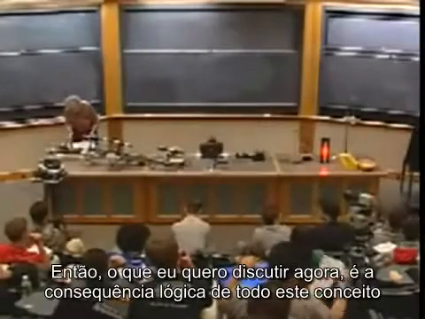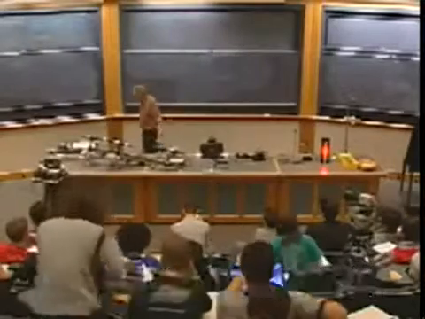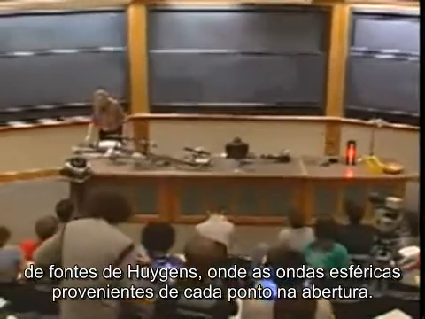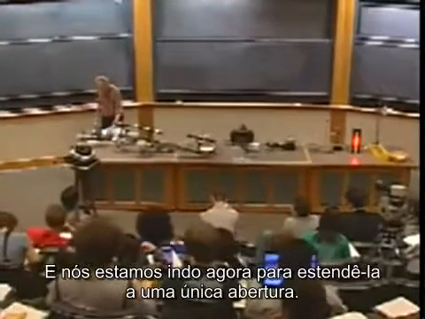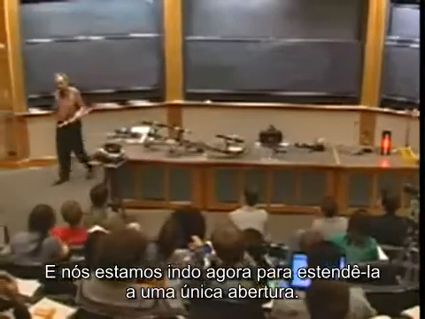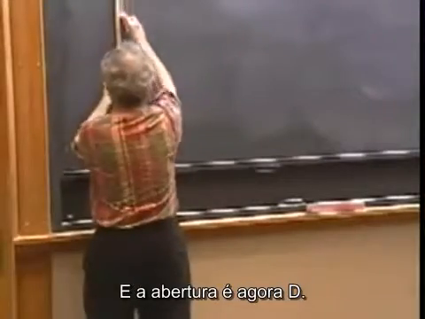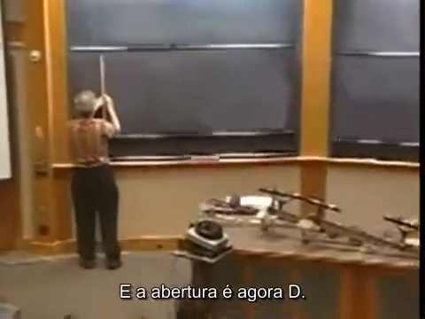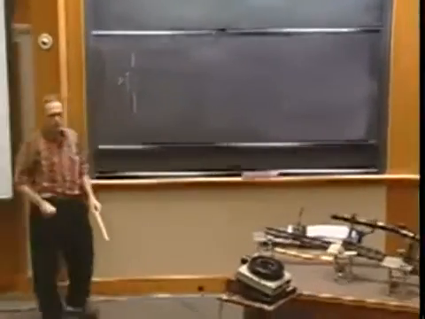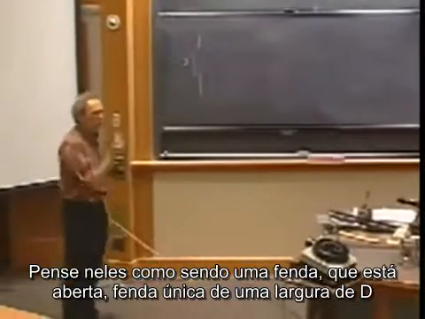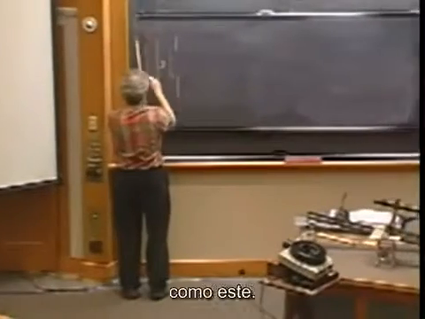So what I want to discuss now is the logical consequence of this whole concept of Huygens sources where spherical waves come from each point in the aperture. And we're now going to extend it to a single opening. Not multiples, but one single opening. And the opening is now D. So this opening is D. But think of it as a slit which has a width D. It's an open, single slit. And we have plane waves coming in like this.